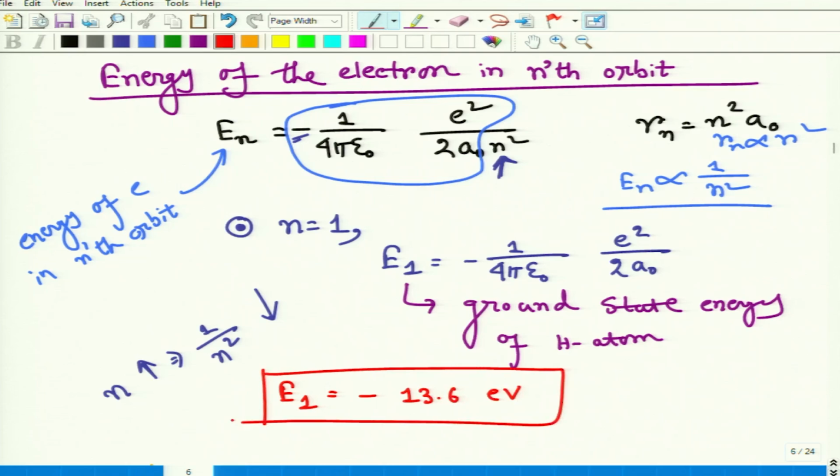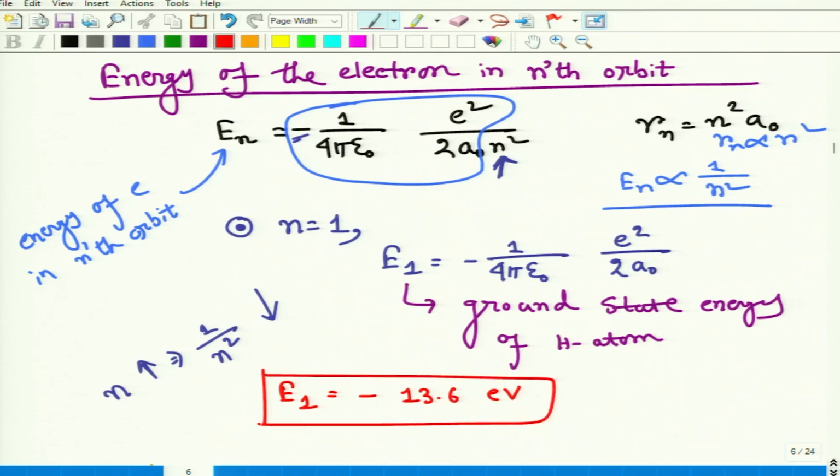Another important thing, we have to remind two things. First is the value of A0, and second is this. And if we remember, what was 1 electron volt? 1.6 into 10 to the power minus 19 joule. So this is the energy, you can see it's very less. This is the energy of the first state or the ground state of the hydrogen atom. Now we can do some things.